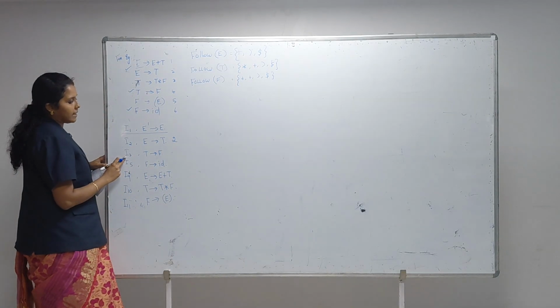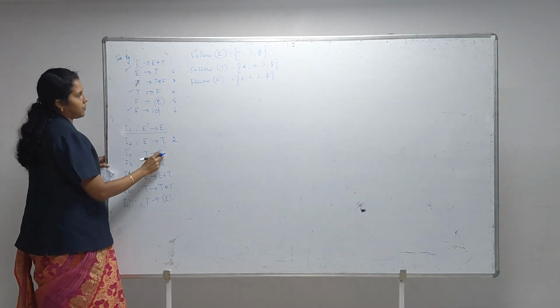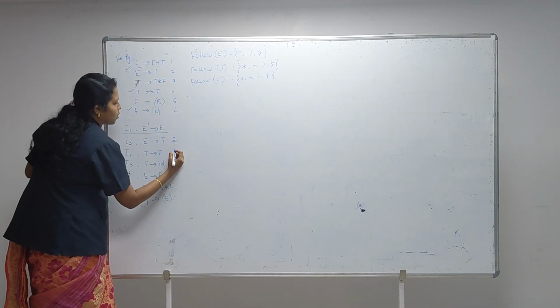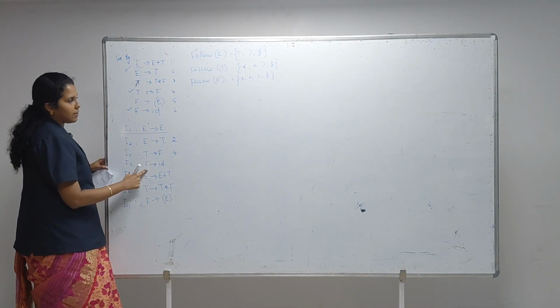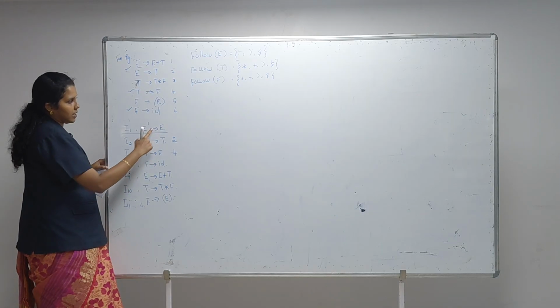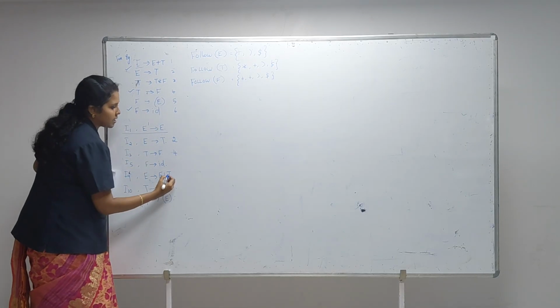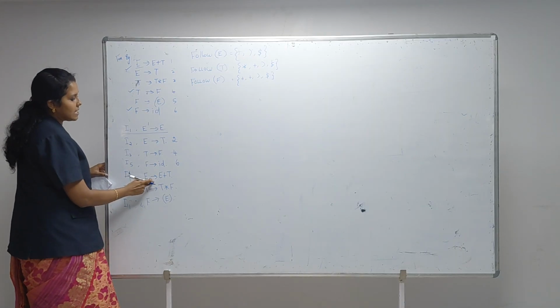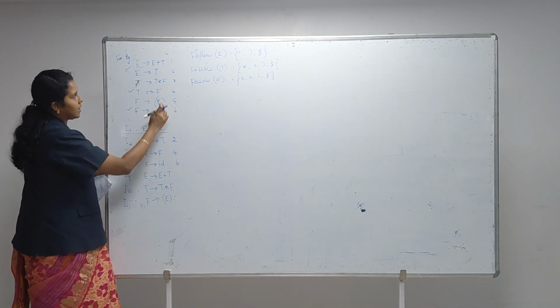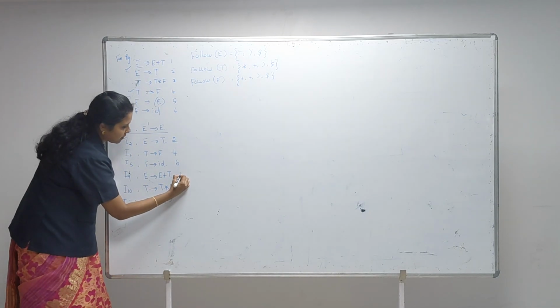And then for I3, T tends to F dot, so we have the name as 4. So we have to give here as 4. The I5 is F tends to ID. Here we have already given the name as 6, so we have to give the name as 6 here. The next one is E tends to E plus T. Here we have given the name as 1.